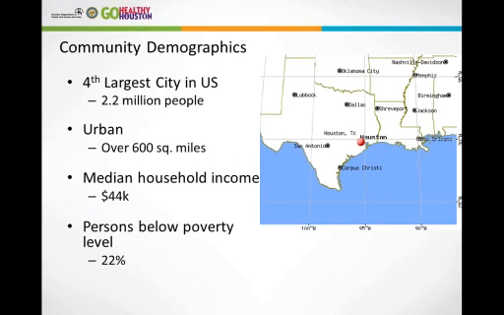So Houston, Texas is actually the 4th largest city in the United States with about 2.2 million people as of 2012. The population is urban, but it's spread out over 600 miles, so it's a very wide-ranging city. The median household income is $44,000 per year, and 22% of our population lives below the poverty level.